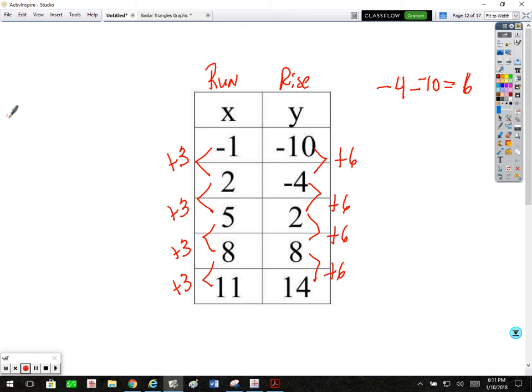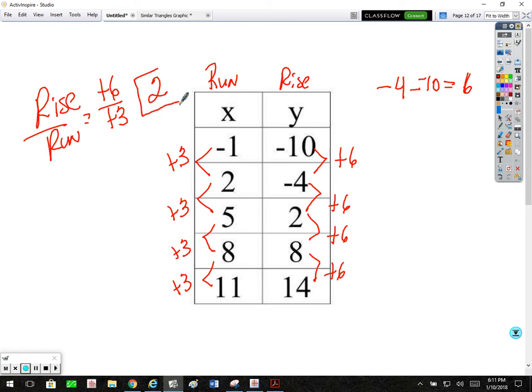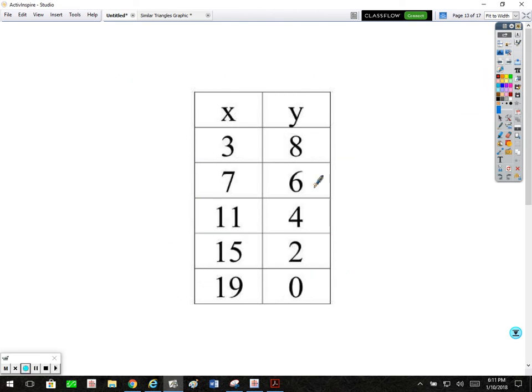Okay, so my rise over my run, or my change in y values over my change in x values, is plus 6 over plus 3. Well, if I need to reduce this, 6 over 3 is 2, and then positive divided by positive is a positive. So the slope of this line that passes through all 5 of those points is positive 2. All right, let's see what we got. All right, let's go one couple more.